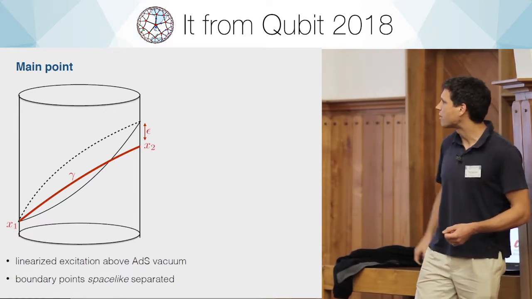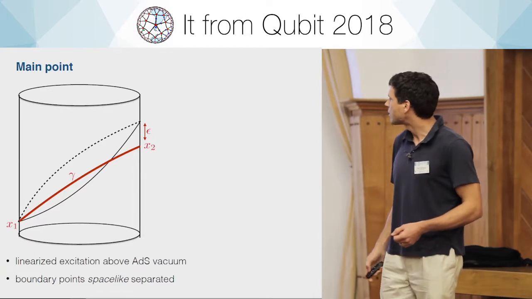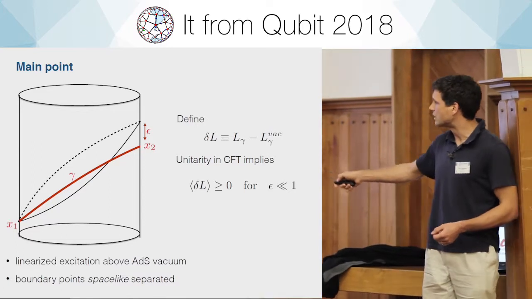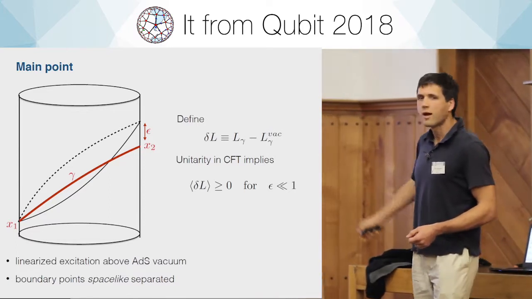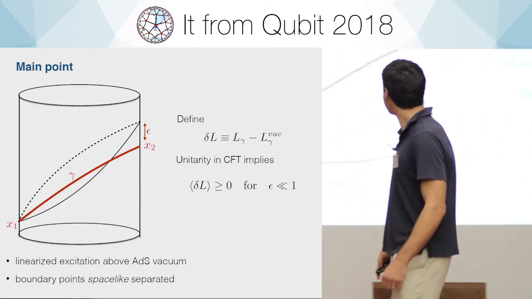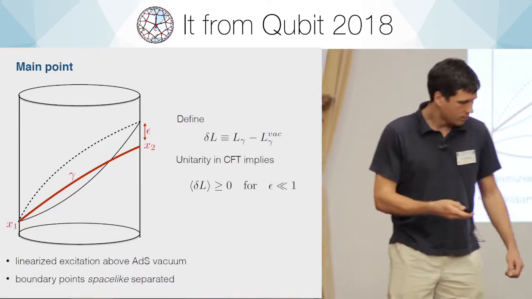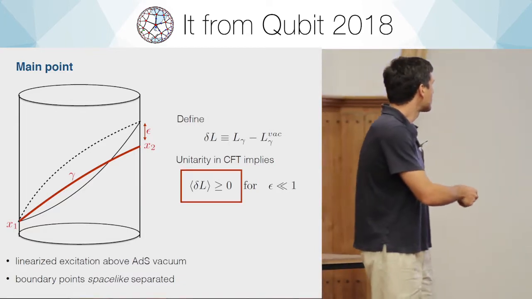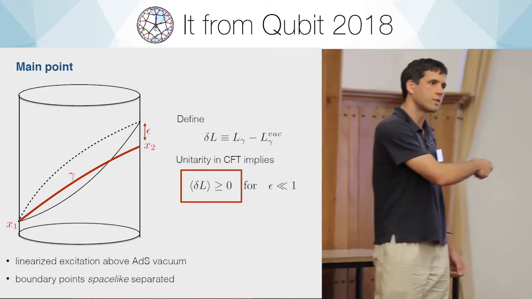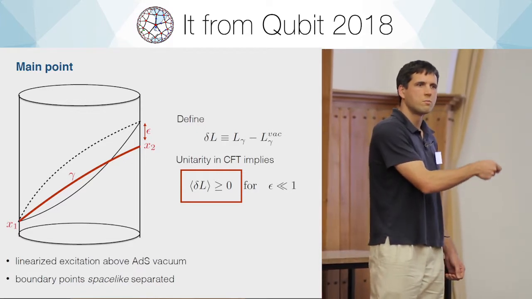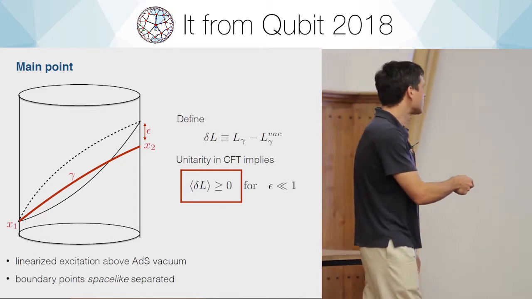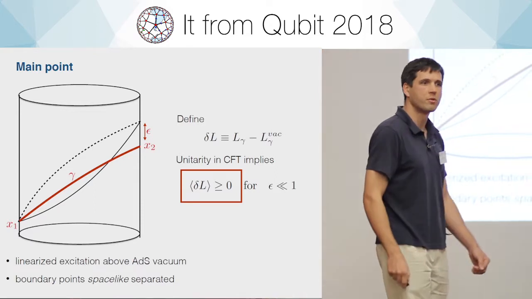Consider the spacetime to be some linearized excitation above the AdS vacuum. The main result is a statement about this space-like geodesic length. Define delta L to be the length of the geodesic with the vacuum subtracted, so this is finite. The main result is that the expectation value of this operator, viewed as an operator in the CFT, is positive. This is a length, something calculated in terms of the bulk metric, but it can be viewed as a CFT operator. The statement is that this length is positive in these states perturbatively excited above the vacuum.